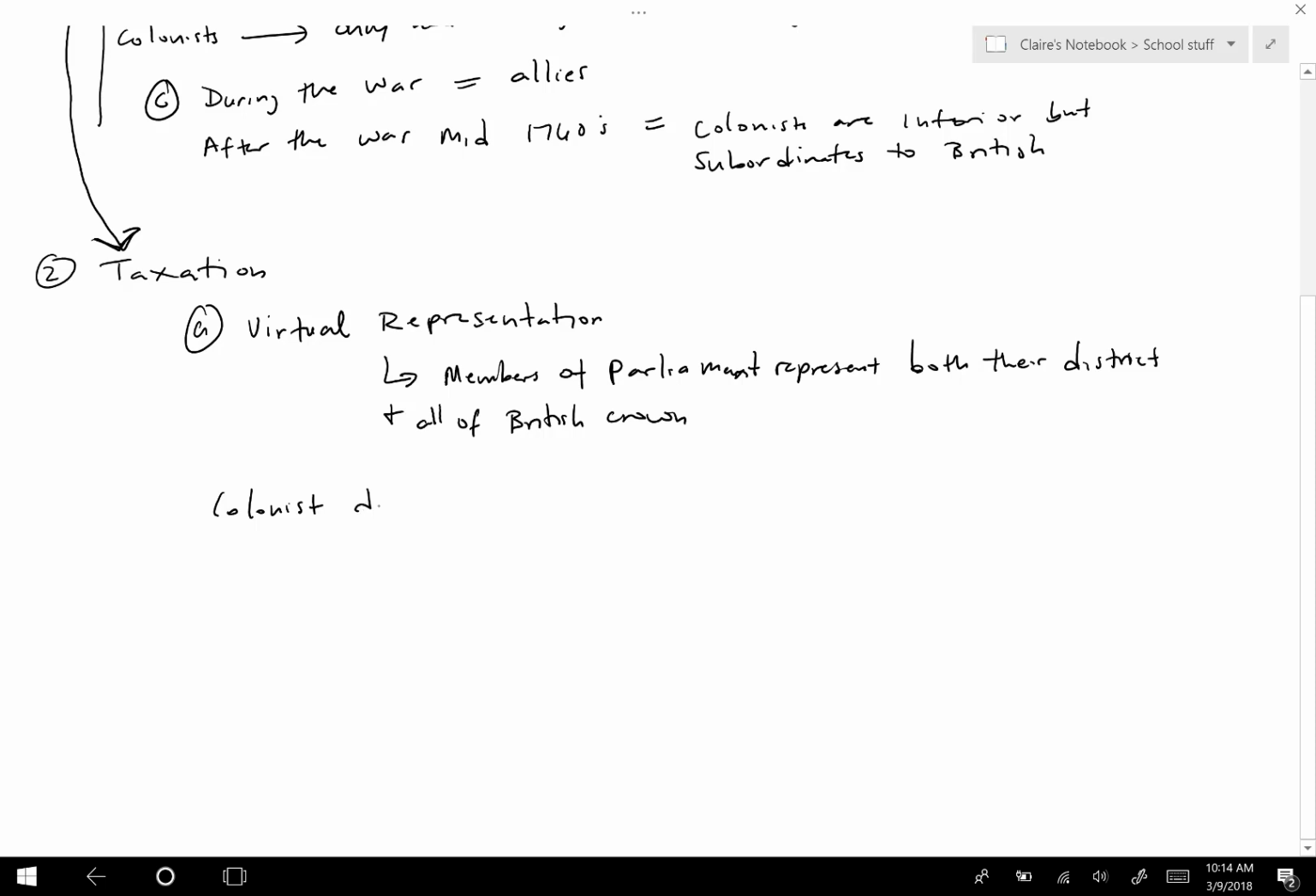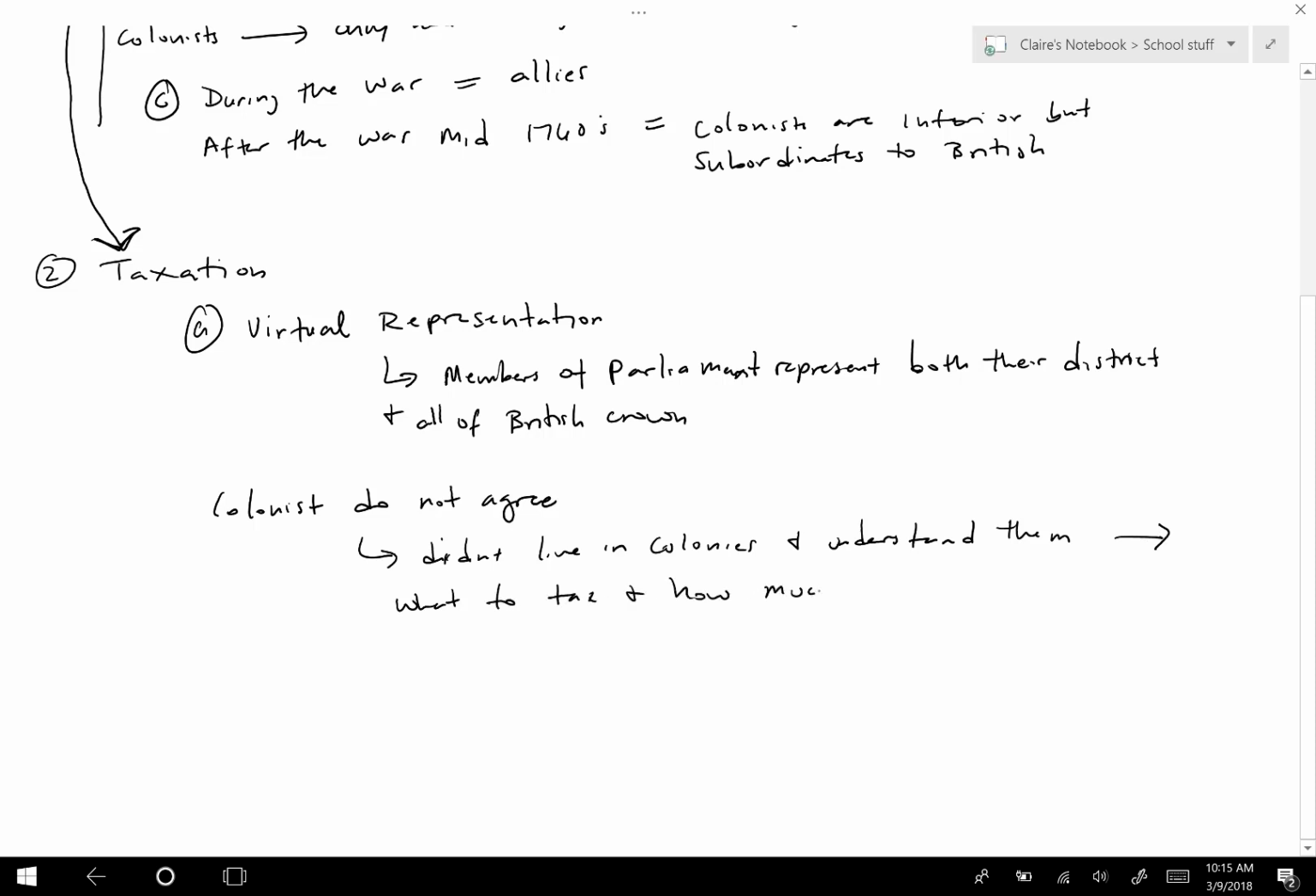Of course, the colonists are not going to see it this way. Colonists do not agree. And it makes sense because the reality is if you didn't live in the colonies and understand them, you don't always pick the best taxes, which we'll see. What to tax and how much is not understood. And so that is what we get into problems with.